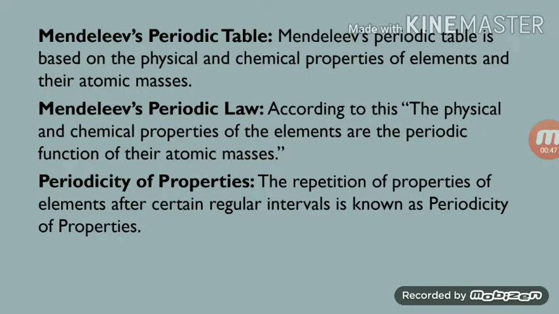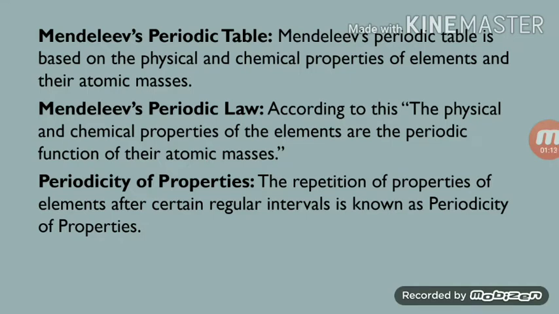Mendeleev's periodic law. According to this, the physical and the chemical properties of the elements are the periodic function of atomic masses. Okay, what is periodic law? According to Mendeleev's periodic law, the physical and the chemical properties of the elements are the periodic functions of the atomic masses.